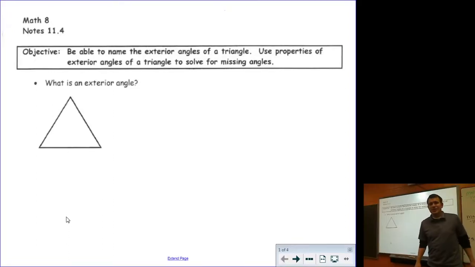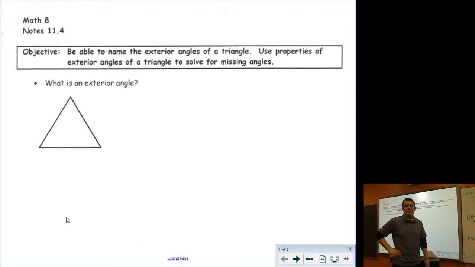Hey guys, today we're talking about section 11.4, right? Last section we went over, we talked about the interior angles of a triangle and the fact that all three angles inside the triangle add up to 180 degrees. This section talks about the exterior angles of a triangle.